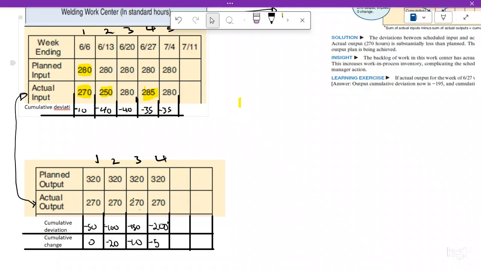85 minus 70. How much is this? Is it 15? Positive 15, eh? Okay. So this is a plus. Okay?